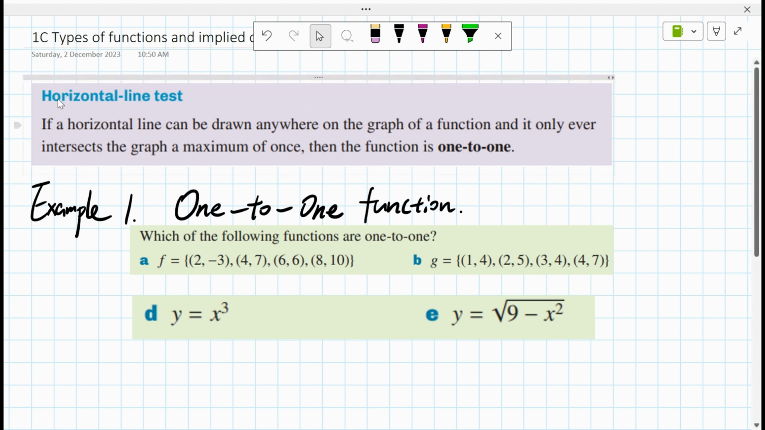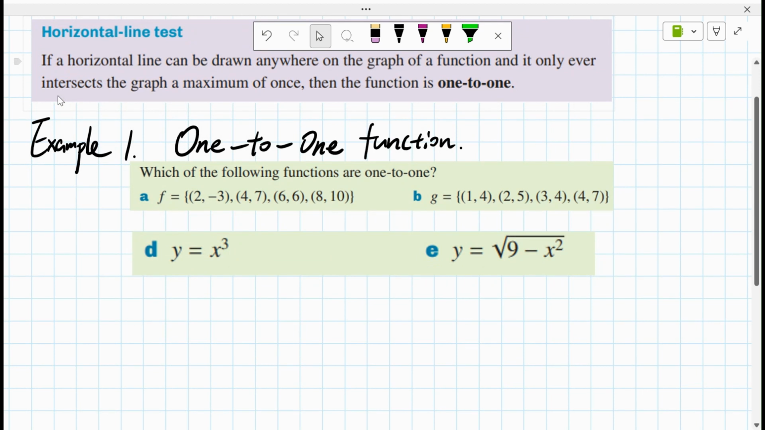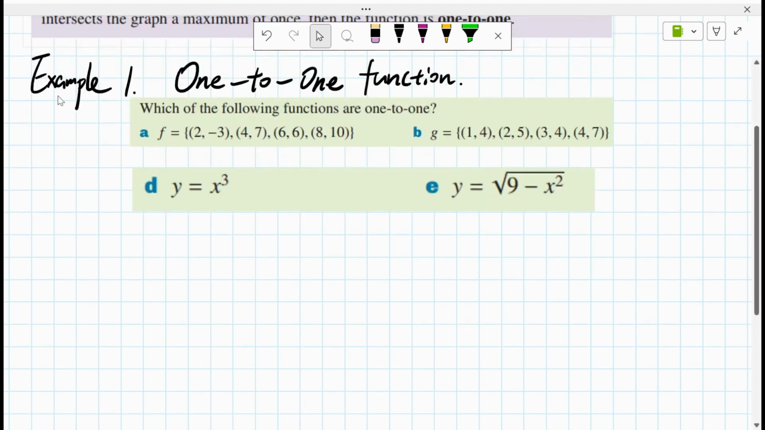Horizontal line test: you draw a horizontal line in the Cartesian plane, and if it crosses only one x for the one y, that means one-to-one. Let's have a look at this. Which following functions are one-to-one? So first one, we can say 2, -3, 4, 7, 6, 6, 8, 10, that all is related to the 1x to relate to the 1y. So A is a one-to-one function.